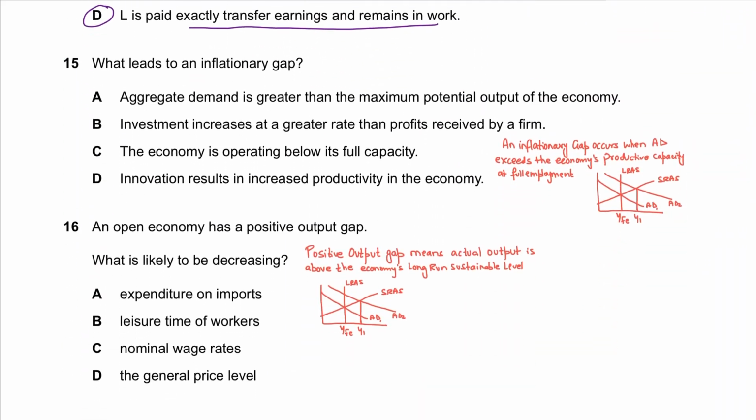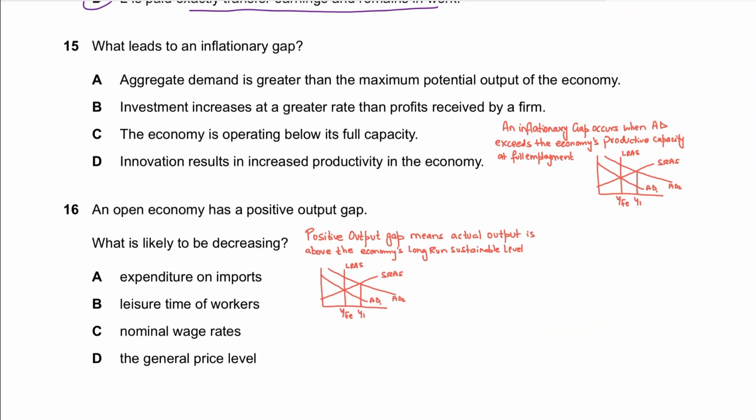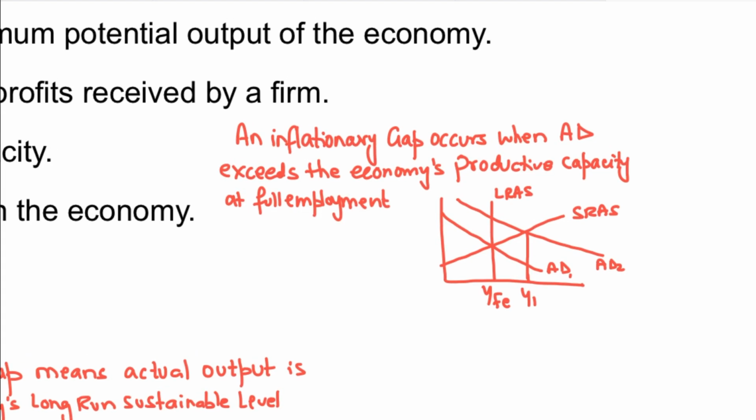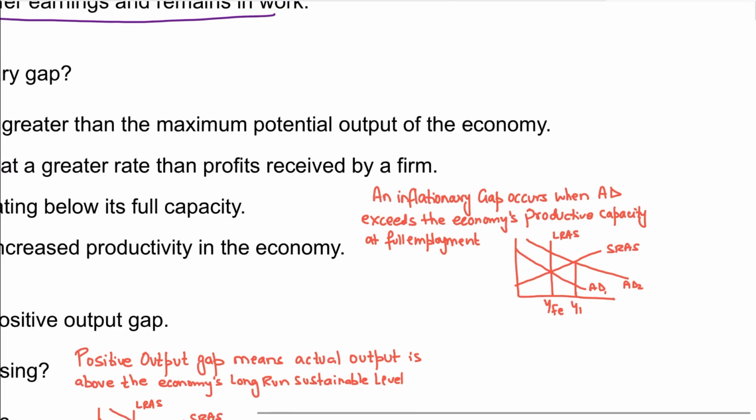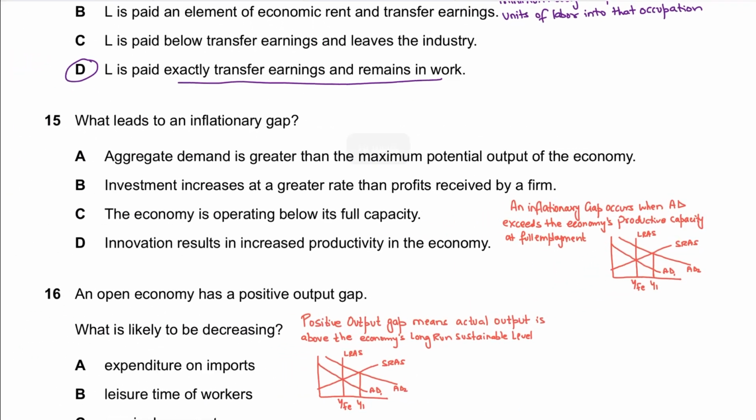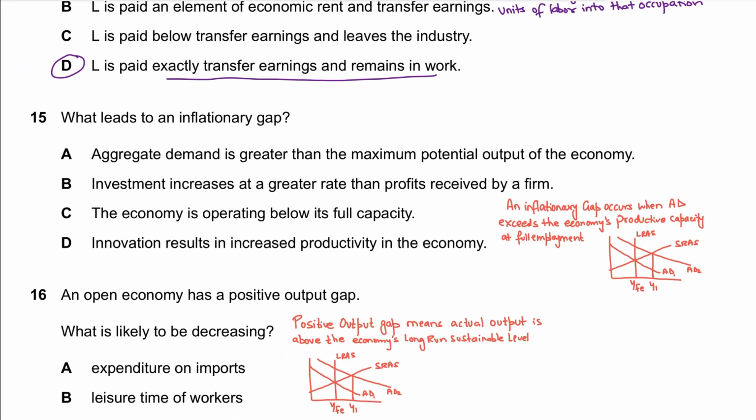Moving on, question number 15, which asks what leads to an inflationary gap. Now, we all know what an inflationary gap is. It occurs when aggregate demand exceeds the economy's productive potential GDP, or productive capacity at full employment. So the economy cannot really produce much more output because resources are already fully employed. It can't produce more sustainably, and that's causing inflation because of excess demand, which is pushing prices up rather than pushing up real GDP. So real GDP can't increase sustainably, and an increase in real GDP is met by a huge increase in prices. So that's an inflationary gap.